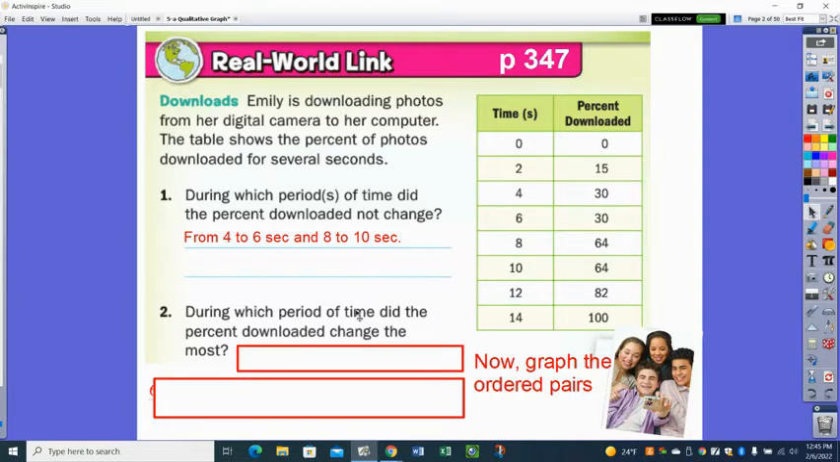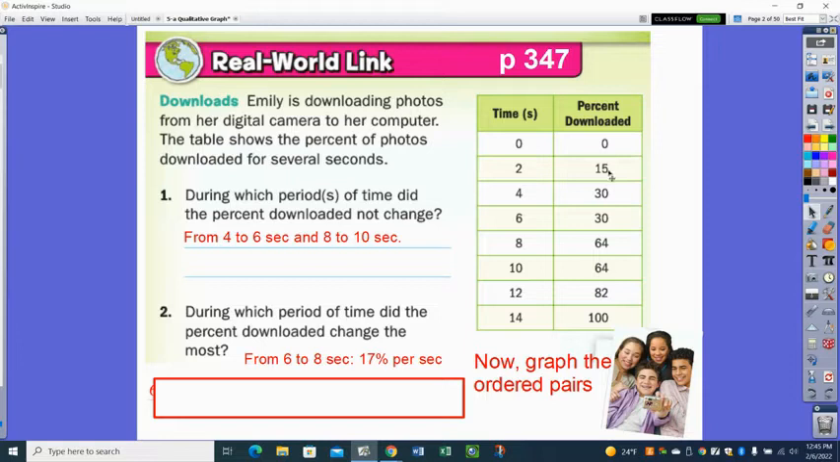Now they want you to look back at the table. When was the interval of time where the percent downloaded the fastest, the most? Take a look again, see if you can find that. Now that happened between 6 to 8 seconds.